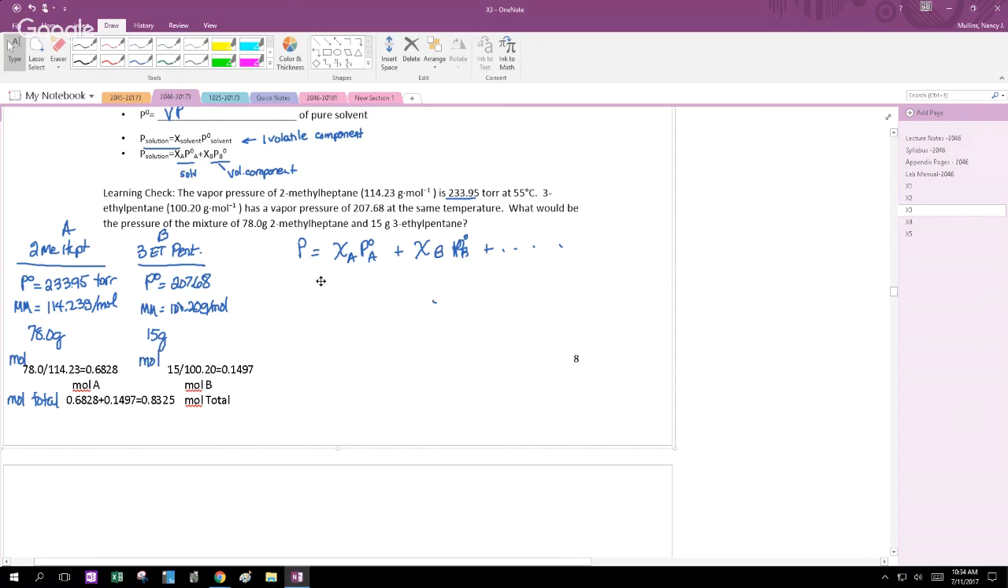Now I'm going to substitute in. The mole fraction for substance A should be 0.6828 divided by my total 0.8325. Which means that my mole fraction for B is 1 minus the mole fraction of A, because again, they all have to add up to 1. So you could set up the other one also if you wanted to, but you can save yourself some time.